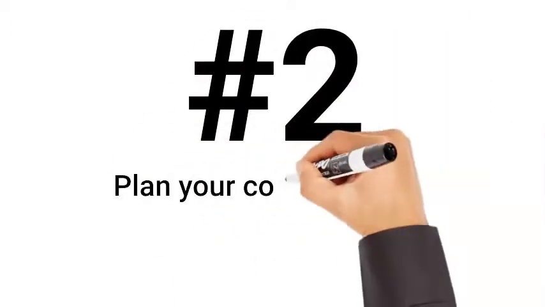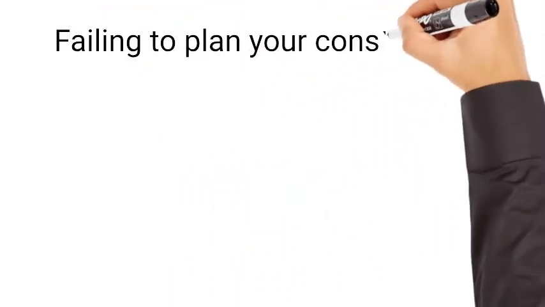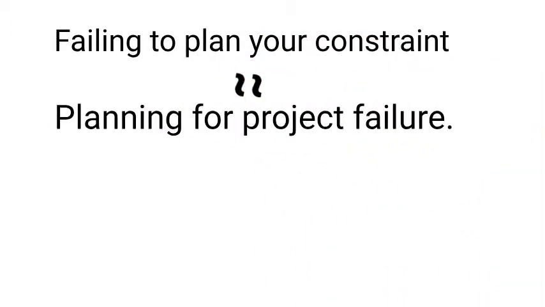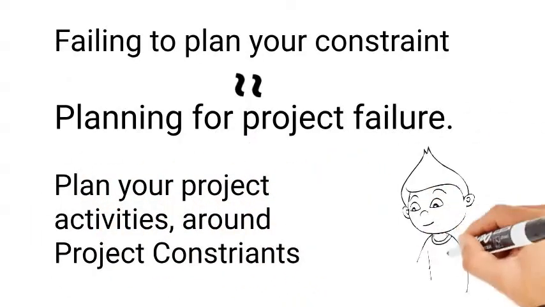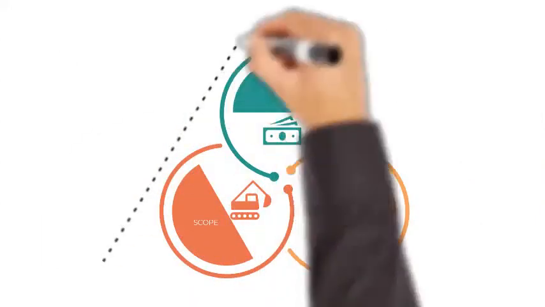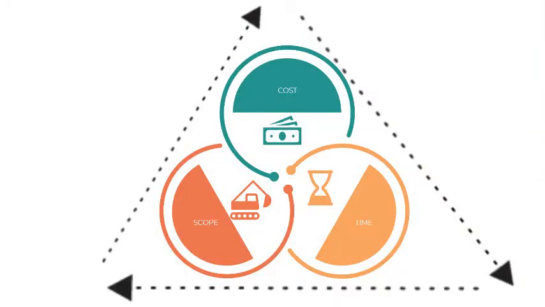The second step is to plan your constraints. Failing to plan your constraints is simply equivalent to planning for project failure. Once you know project constraints, you should plan your project activities around them. Your project plan should include how you would manage these constraints, how you would mitigate constraints, and how you would balance the project scope, cost, and time. You will need to implement strategies to address additional project constraints, like trying to prevent project risks from occurring.